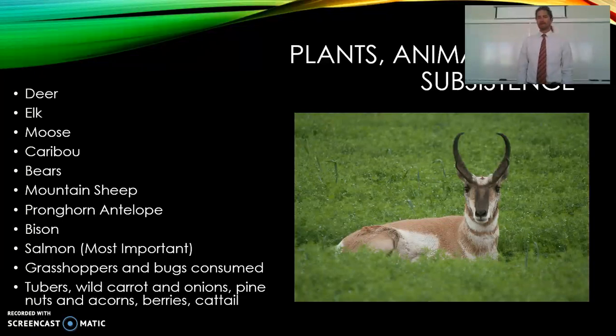Tubers, wild carrots, wild onions, pine nuts and acorns, berries, and cattails. Cattails tend to grow in marshes, and they were used for a bunch of different things. Cattails were one of the most utilitarian items in the New World, especially in these marshy areas. You could eat them. You can use them as pillow fluffing. You could use the reeds for different things like basketry. So very useful plant material.